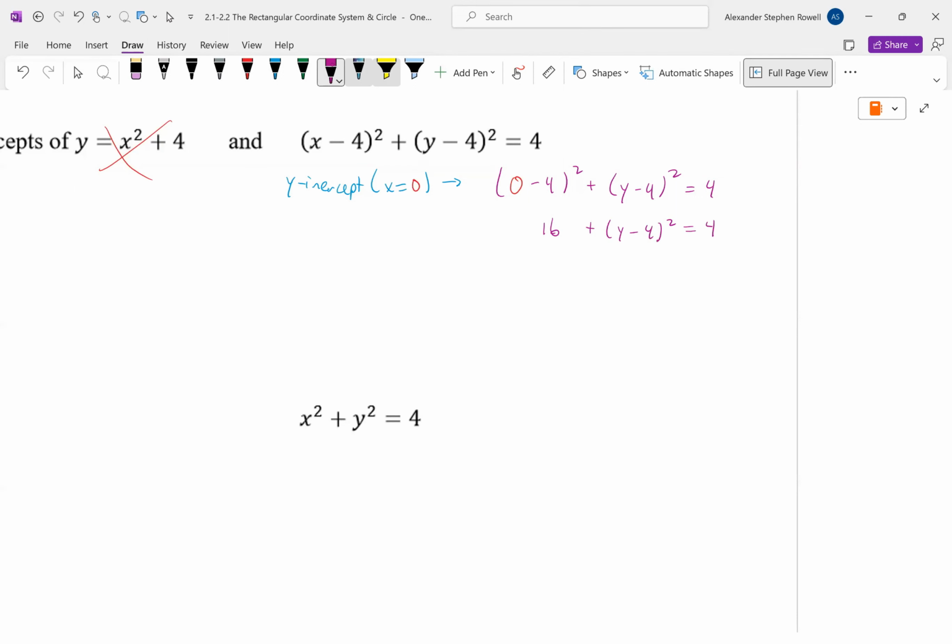How would you solve this for y? Yeah, subtract the 16. (y minus 4) squared is equal to negative 12. And then what?